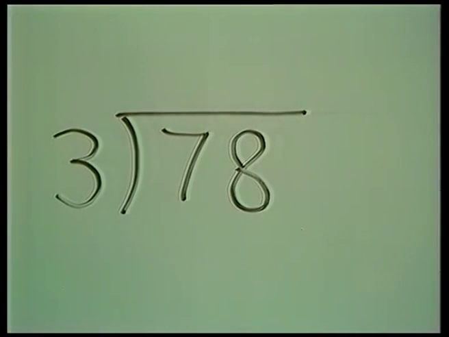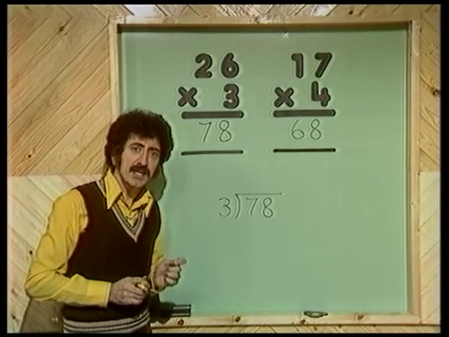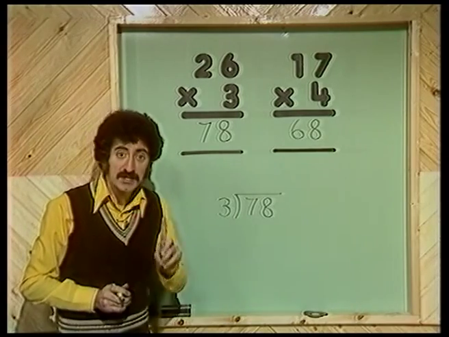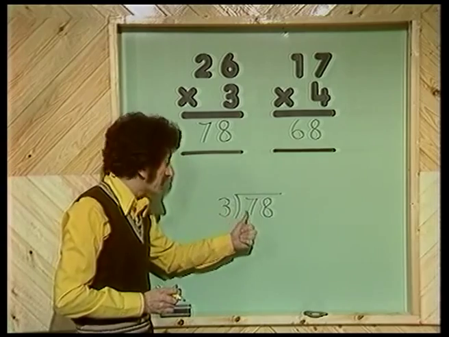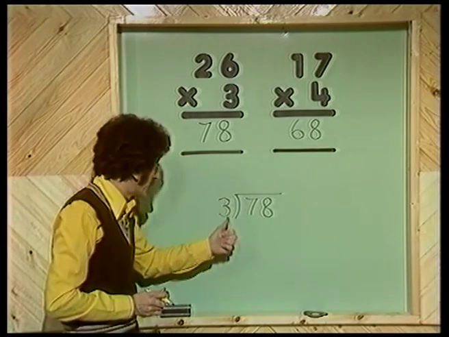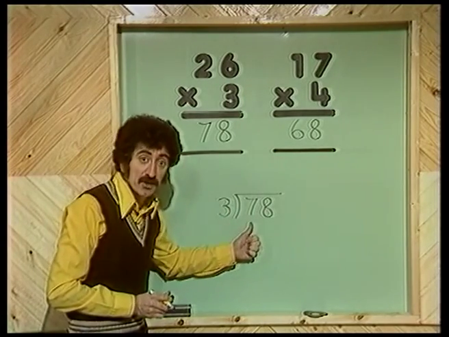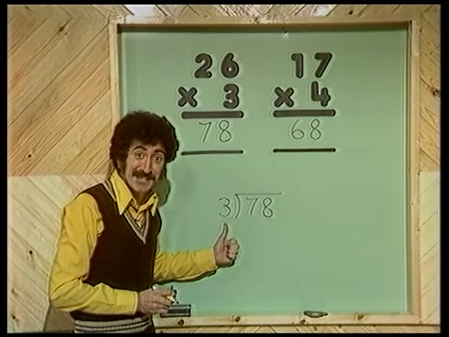Now, here there's a change. For adding, taking away and multiplying, we always started with the ones. But for long division, we begin with the tens. And that's why we write the 3 here next to the tens column. It reminds us what we do first, okay?